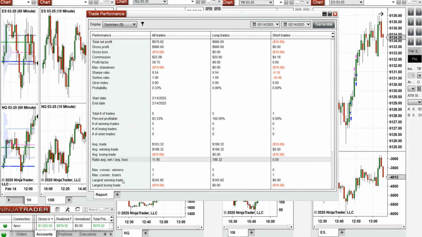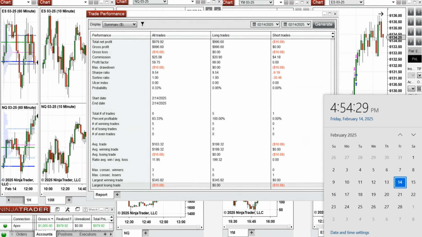The largest winning trade was $345 and the largest losing trade was $16. So that's the summary of the trades that I have taken on one of the futures prop firm accounts.